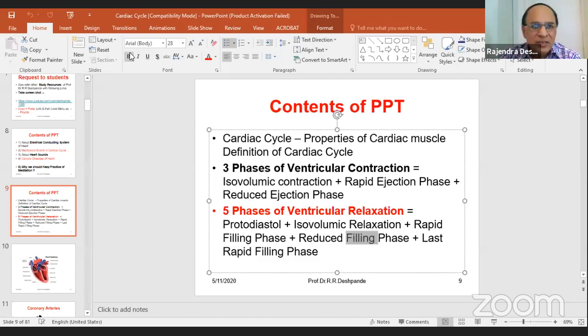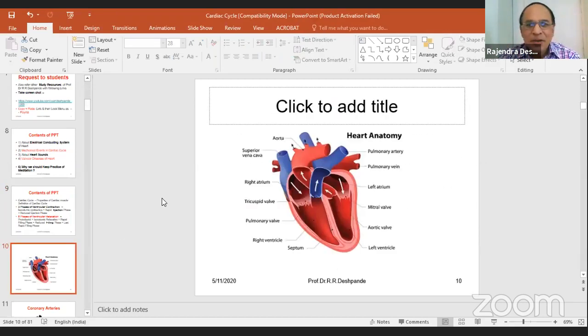So I can make this bold sentence for you. Filling word is important, and for contraction there is always ejection. Remember these 2 words. For contraction, ejection. Contraction, ejection. Relaxation, filling. Relaxation, filling.